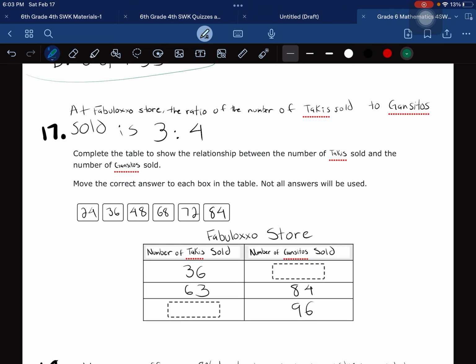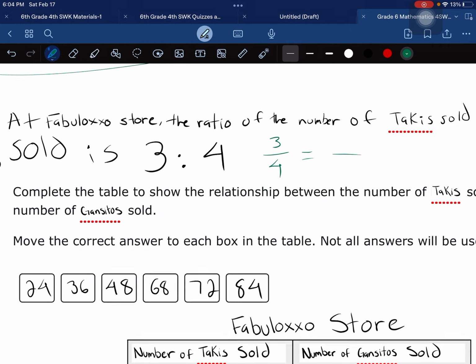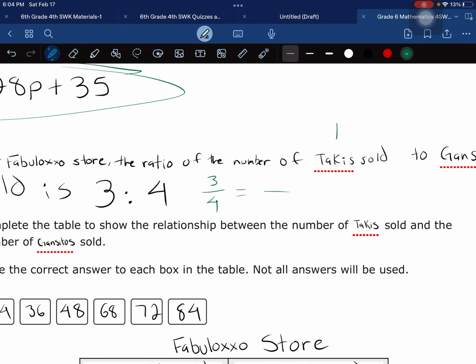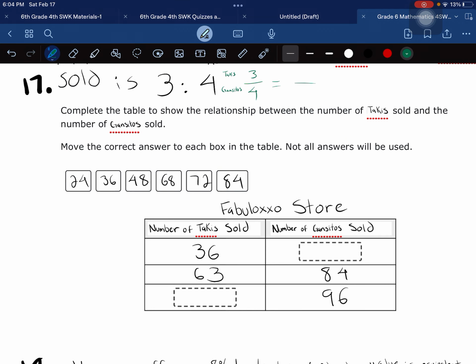At Fabuloso's store, the ratio of the number of takis sold to gancitos sold is 3 to 4. So this is the fraction that you're going to use, chicos: 3 to 4. Then you're going to use a third number. Now, what you have to consider is takis was given first, so takis goes on top and gancitos goes in the bottom, porque esa es la orden que te dieron. That's the order you're going to use. Así de fácil.